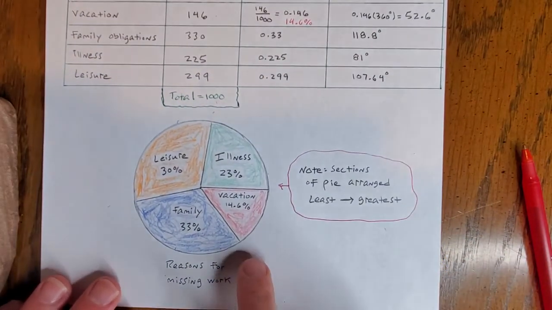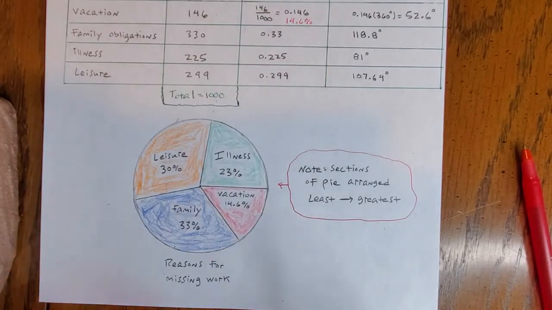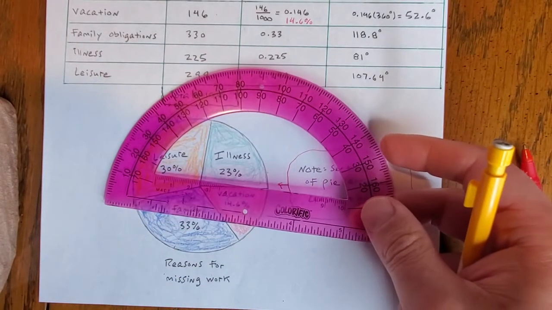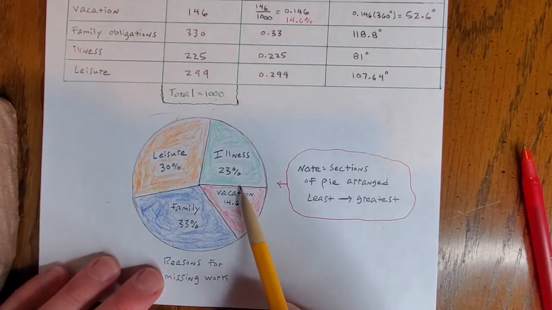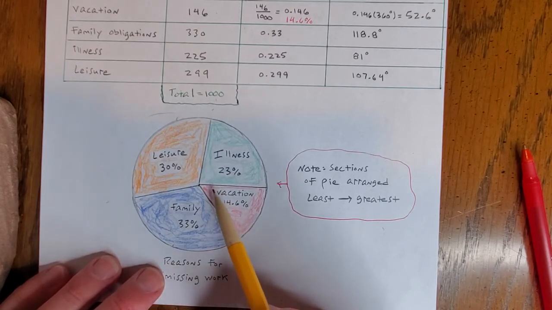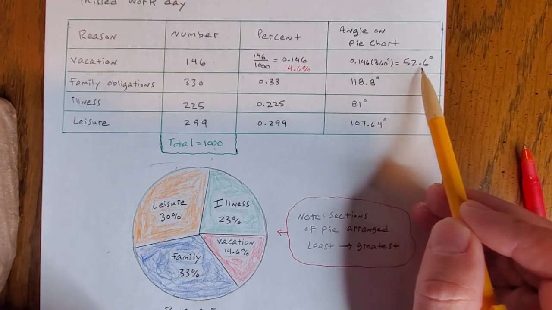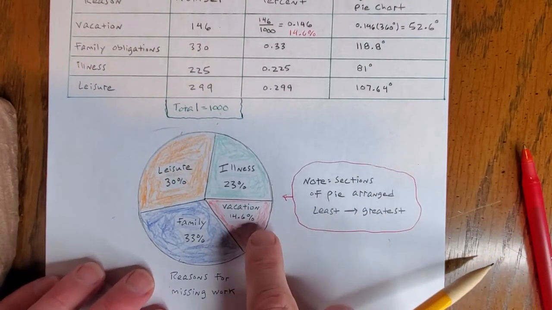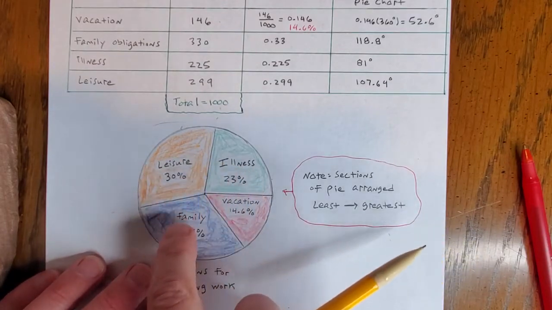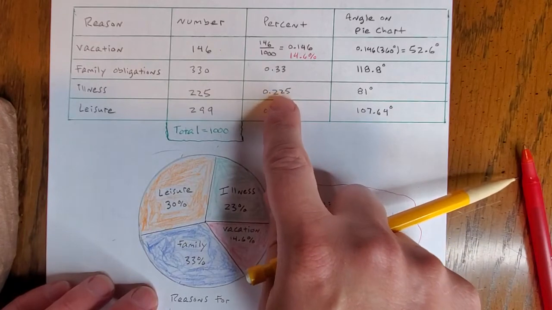Whenever I drew this earlier, and I got my shading pencils out and everything, I used the protractor because I wanted to make it for the video and I wanted all the measurements to be accurate. Vacation is 14.6%. This wedge right here, that angle, sure enough, I measured it to be about 53 degrees. And then normally what we do is go from least to greatest. So illness, which was about 23%.